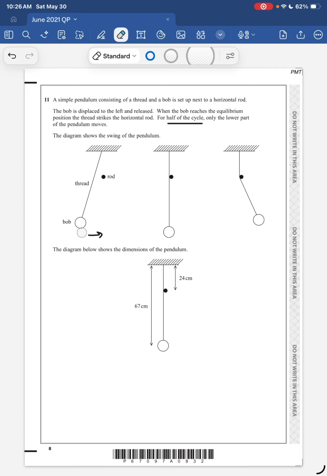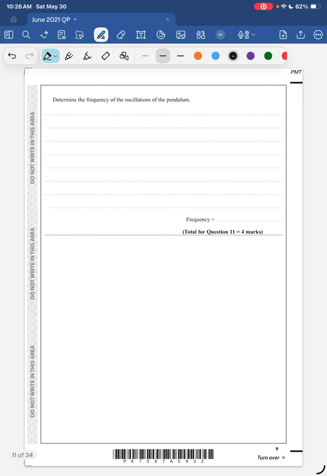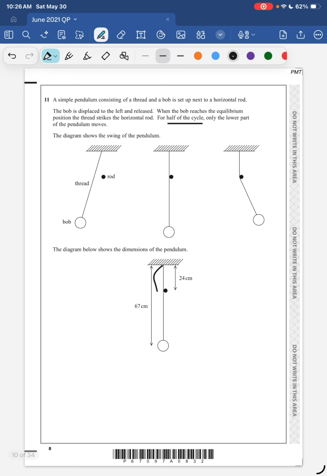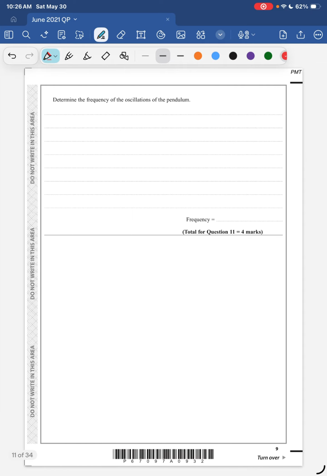Now the question, where is the question? There is no question yet. So the diagram below shows the dimensions of the pendulum. Okay, that's good. Determine the frequency of the oscillations of the pendulum. So we basically have to find the period of oscillation for this string and for this, and then add and divide by 2 pretty much and find the average.